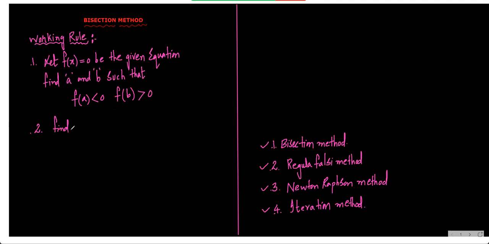Find the first approximation. We are finding the approximate solution. Find the first approximation root, if we assume that the solution lies between A and B, using the bisection method.